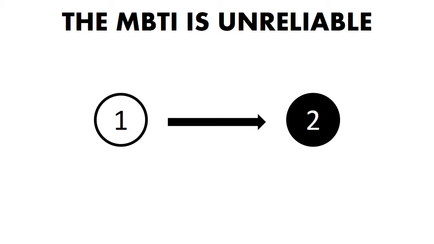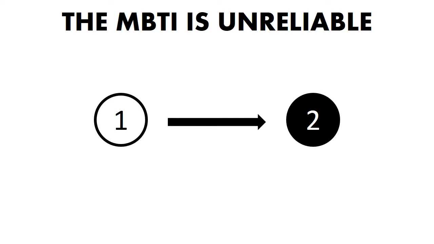The first reason that the MBTI is an awful test is because it is unreliable. There's a 50% chance that if you take the test again six months from now, one of your categories will change. And we just talked about the fact that the whole point of traits, the definition of a trait, is it is consistent across time. So if your personality is changing every six months, then what you're measuring is probably not a trait.